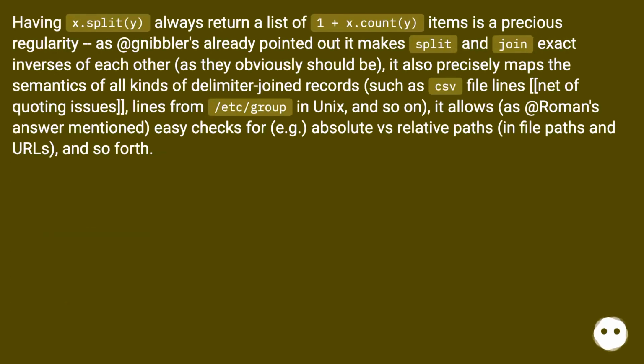Having x.split(y) always return a list of 1 plus x.count(y) items is a precious regularity, as Niklas already pointed out. It makes split and join exact inverses of each other, as they obviously should be. It also precisely maps the semantics of all kinds of delimiter-joined records, such as CSV file lines, net of quoting issues, lines from /etc/group in Unix, and so on. It allows, as Roman's answer mentioned, easy checks for, e.g., absolute versus relative paths in file paths, and so forth.